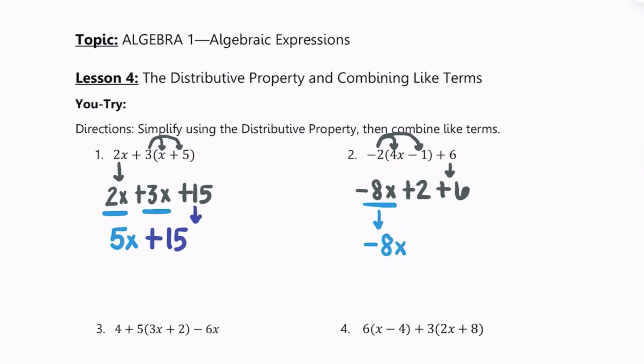And then I do see two constants. 2 and 6 are both constants, so they're like terms, and we're adding them. We're doing +2 plus 6, which will leave us with +8. So our simplified expression is -8x plus 8.